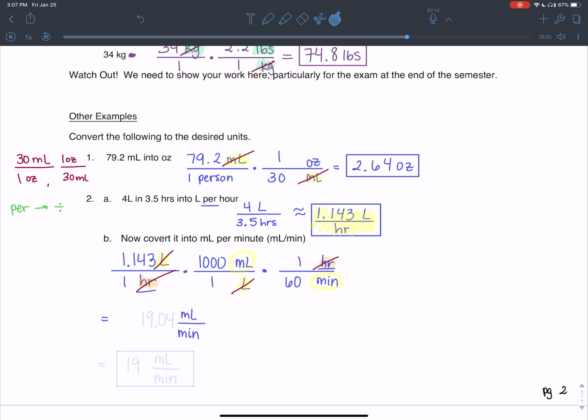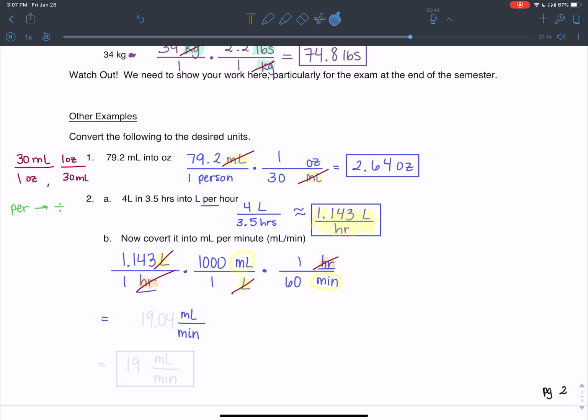So what math am I going to do? I'm going to take 1.143 and multiply it by 1,000, right? Then I'm going to divide by 60 in the end, all right? Because it's 1 times 1 times 1 times 1 times 60, and that doesn't matter. So I'm going to do that.